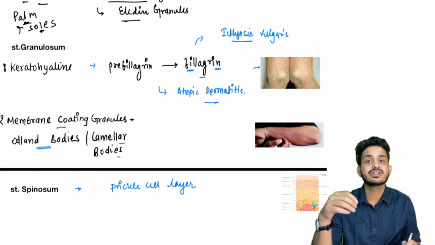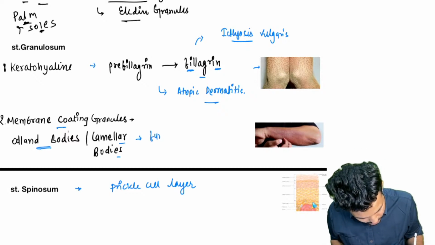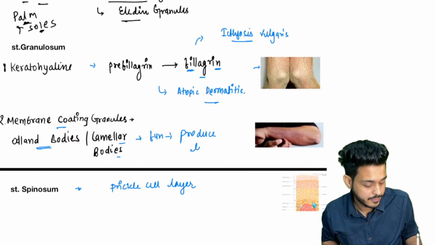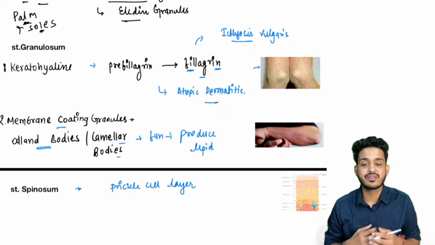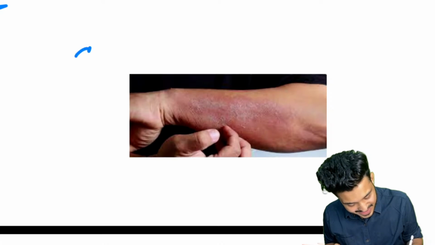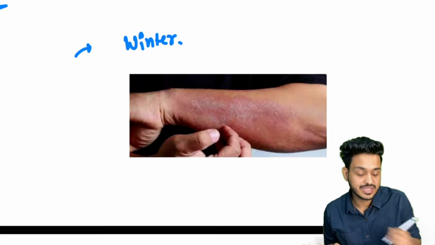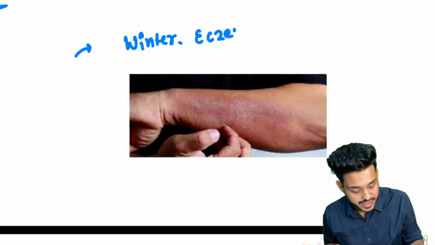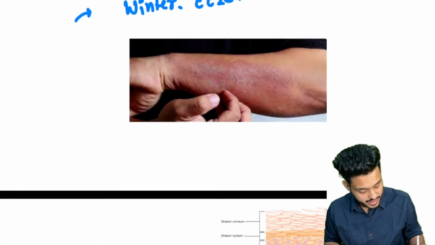What is their function? Their function is to produce lipid, right? They produce lipid. Okay, and if there is a production of lipid, there will be no itching, right? Now what will happen? Look here, this will cause a disease that is known as winter eczema.